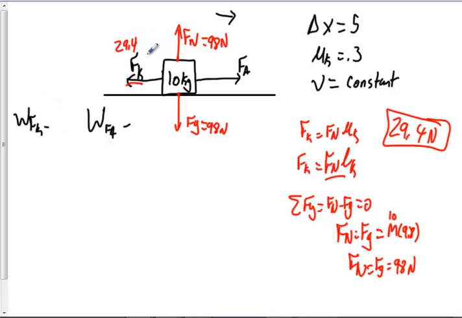Now, same reason, because we're moving at a constant velocity, the net force in x is also 0. So if Fk is 29.4 newtons, then Fa is also 29.4 newtons. They're just in opposite directions.